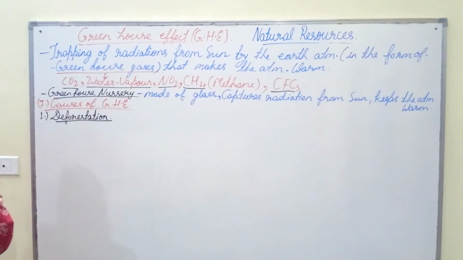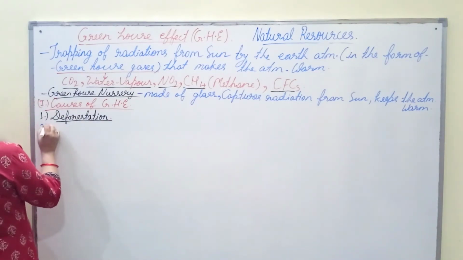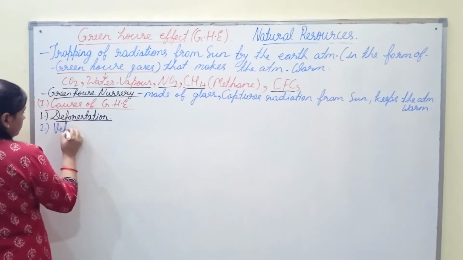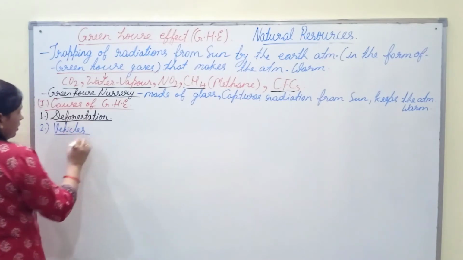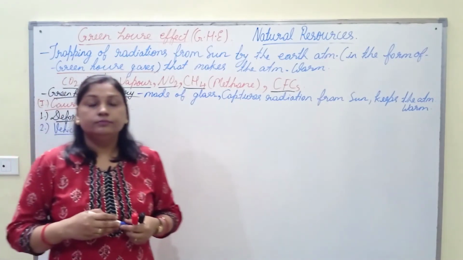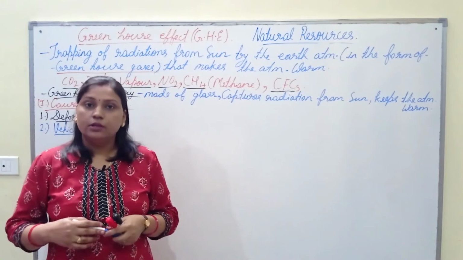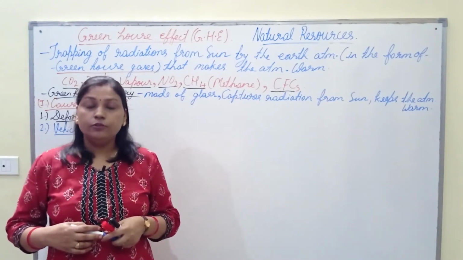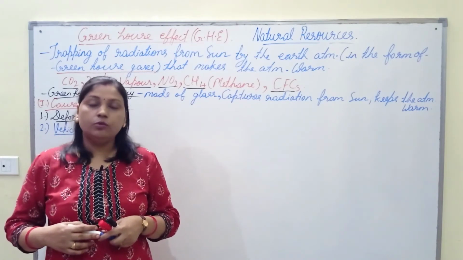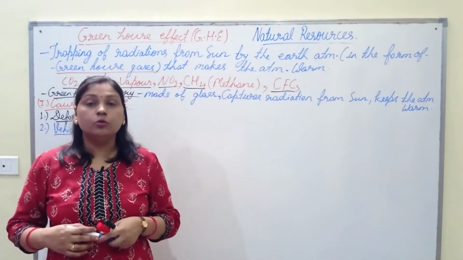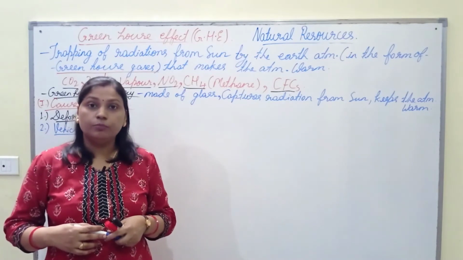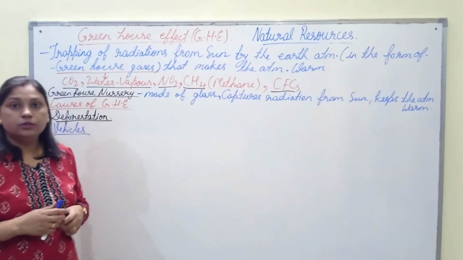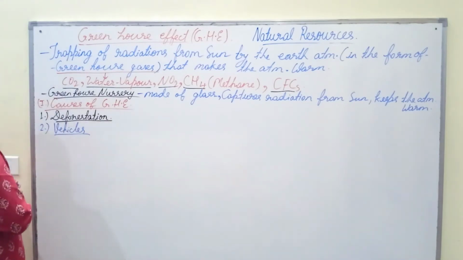The second cause is the use of vehicles that are run by petrol and diesel, that are the fossil fuels, that produce different types of gases like carbon dioxide, carbon monoxide, nitrogen dioxide, water vapor, and so on. So greenhouse gases are increasing by the use of vehicles.